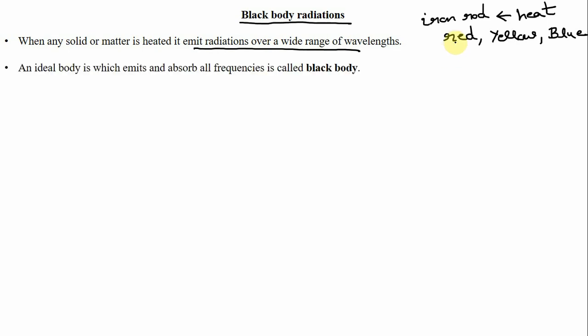Now, the ideal body is one which emits and absorbs all frequencies. That means if you heat this ideal body, it will emit all possible wavelengths or frequencies, and it also absorbs all possible frequencies. So the ideal body which emits and absorbs all frequencies or wavelengths is called a black body. Black means it will absorb all frequencies or wavelengths, and when you heat it, it will emit all those frequencies or wavelengths.